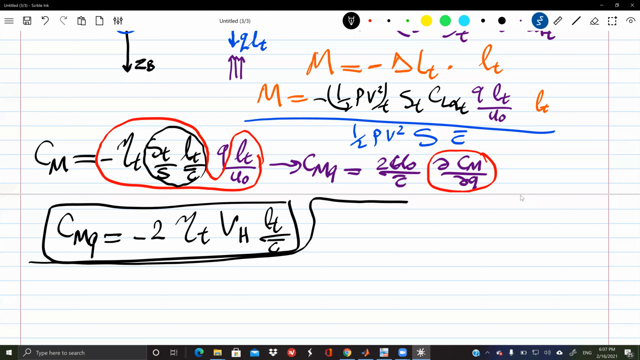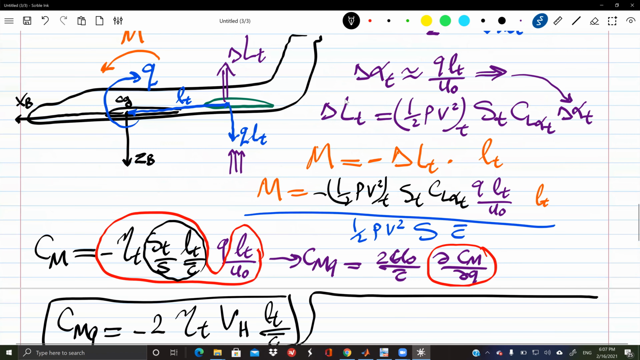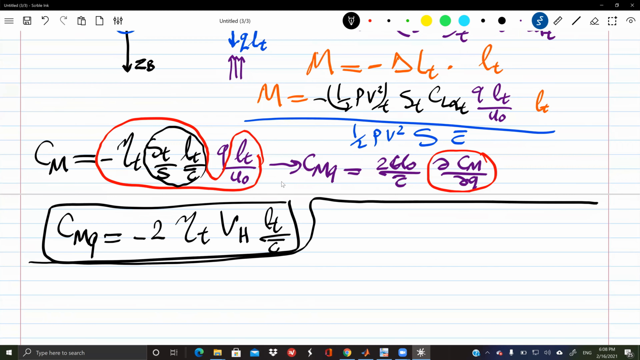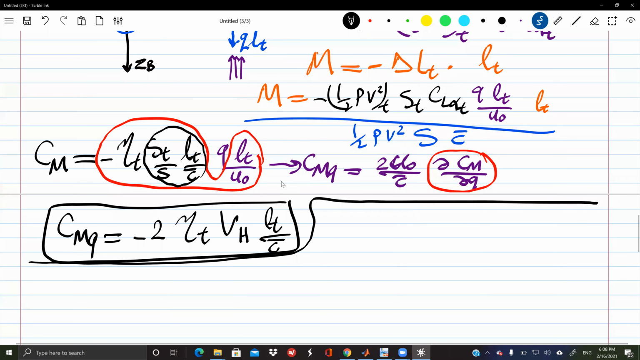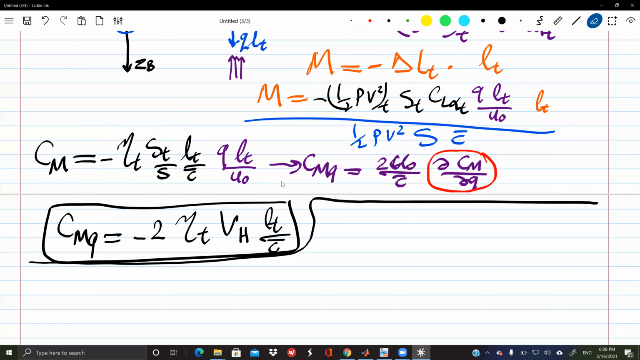Professor, what happened to the CL alpha? Oh, thank you. No, it should be there. Where did I forget? So here, let me get it. All right, I have room. CL alpha tail. I was feeling like there was something missing. CL alpha tail here. Thank you, Ethan.